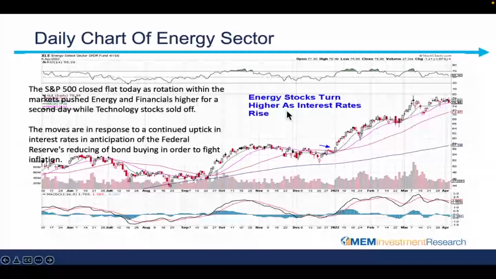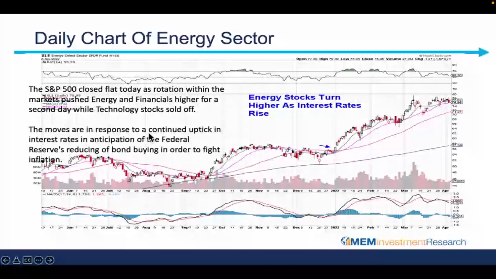And this was all about higher interest rates. This dialogue here, or text, is directly from my MEM Edge Report on that day. And I talked about the S&P 500 closing flat as rotation within the markets pushed both energy and financial stocks higher, while technology stocks sold off.